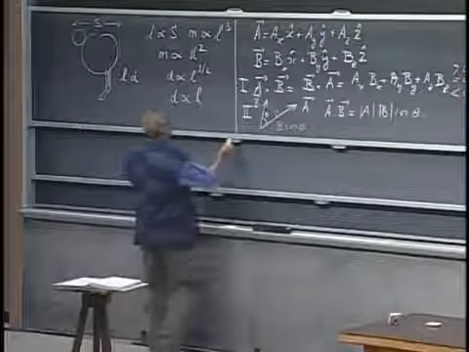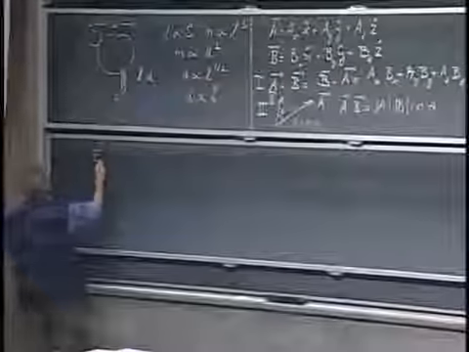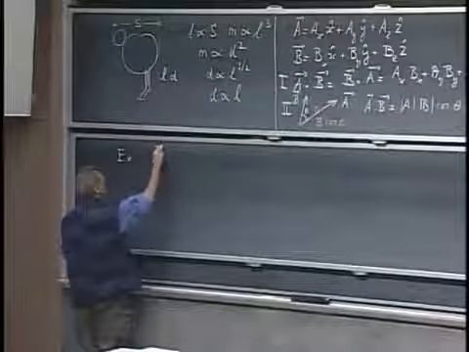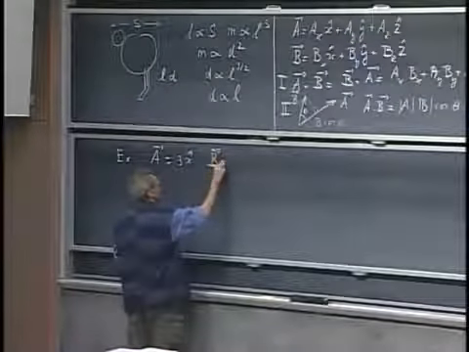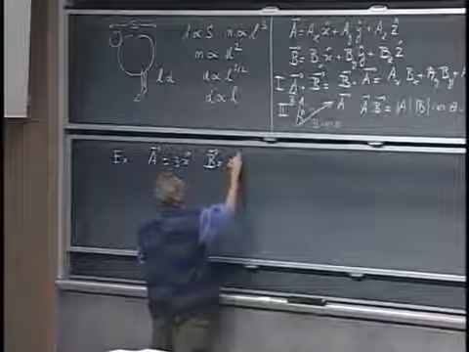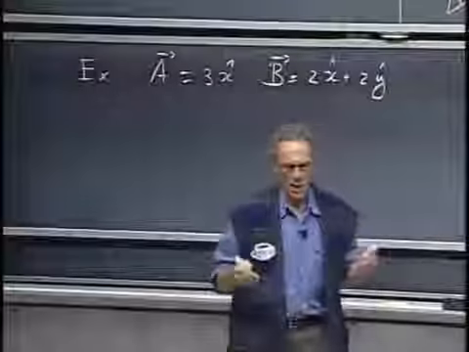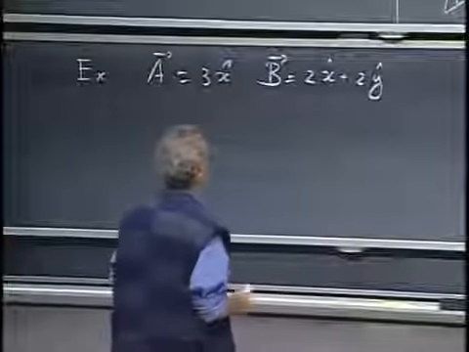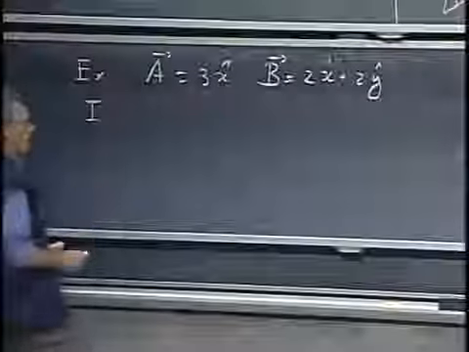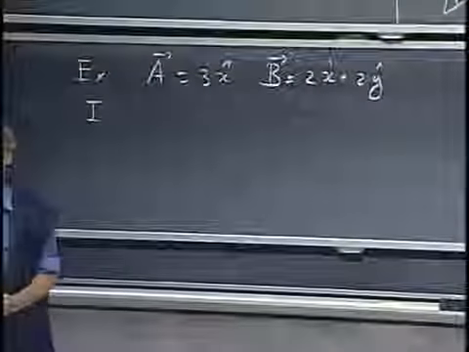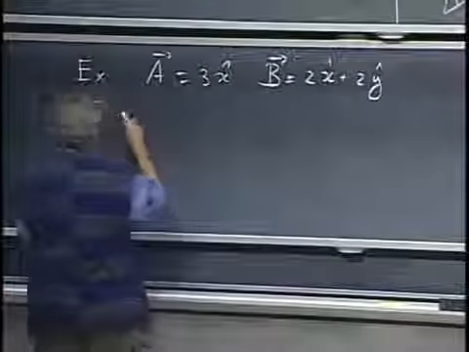Let us take a down-to-earth example of a dot product. Suppose A equals 3x and B equals 2x plus 2y. And I'm asking you, what is the dot product? Well, you could use method number 1, which in this case is by far the fastest, believe me. Ax is 3 and Bx is 2, so that gives me a 6.